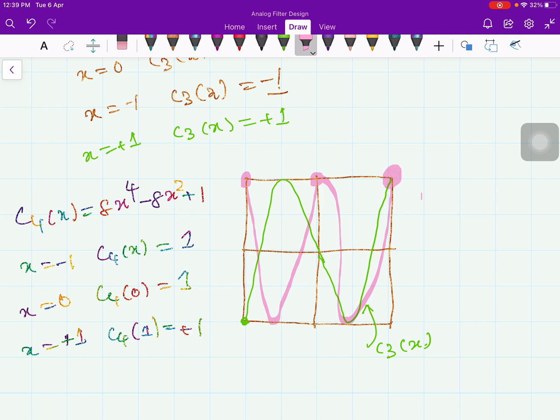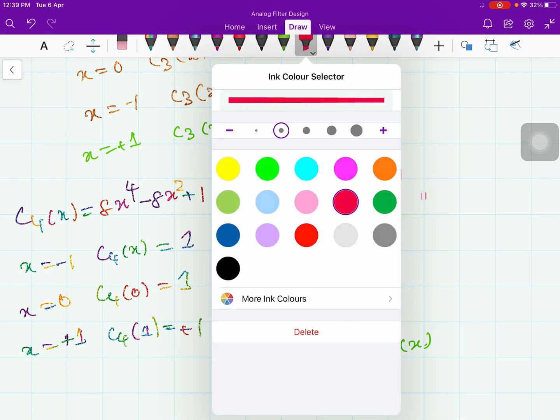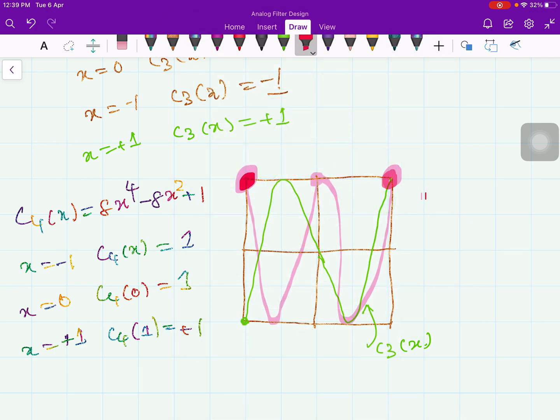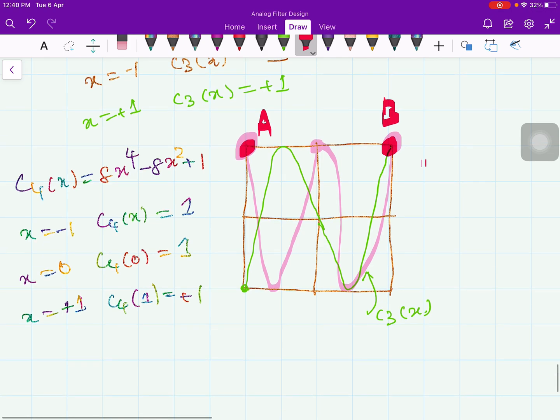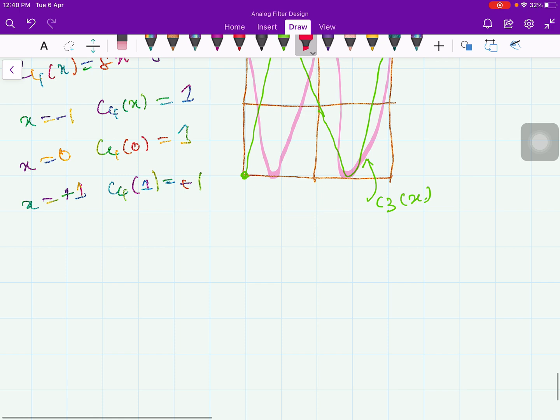Now if you take this point, let me call these 2 points. Beyond this point and this point, let me use some other color. Let's say this point is A and this point is B. Or one second, let me draw one more because it is too congested. 1 2 3 4.